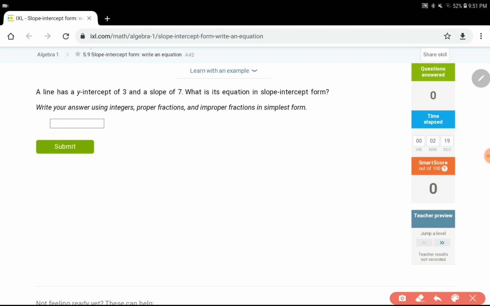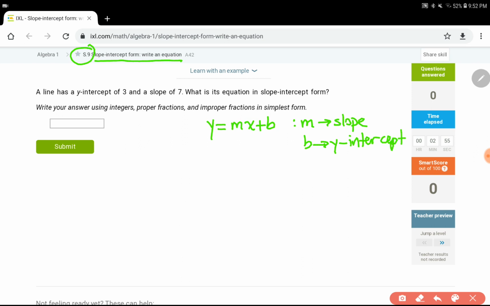We are working on IXL S.9 about slope-intercept form, writing an equation when the two numbers are given. So let's just have a brief overview of what the slope-intercept form is. The slope-intercept form is called y equals mx plus b. In this case, m is the slope, and then b is the y-intercept, where the line meets with the y-axis, the vertical axis.